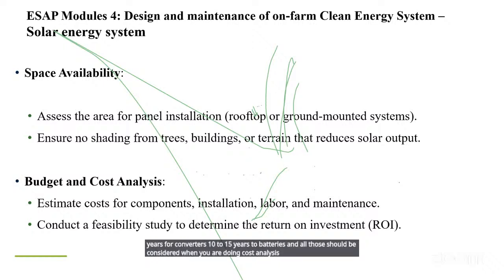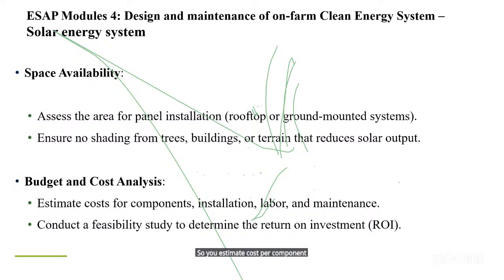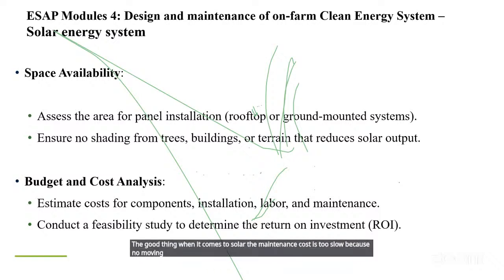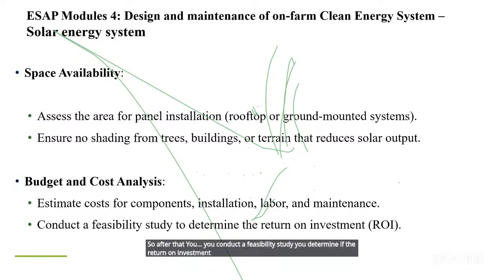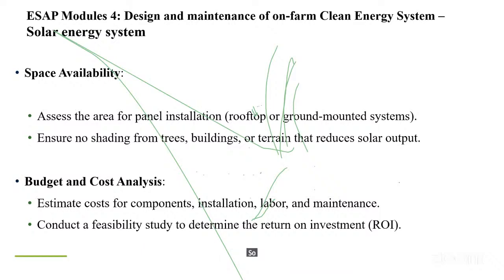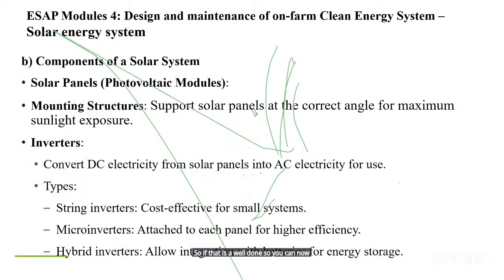So you estimate cost for component, for installation labor, and for maintenance. The good thing when it comes to solar, the maintenance cost is very low because there is no moving part, unlike when it comes to tracking system. So after that, you conduct a feasibility study, and you determine if the return on investment can be done. So if that is well done, you can now proceed and go ahead.